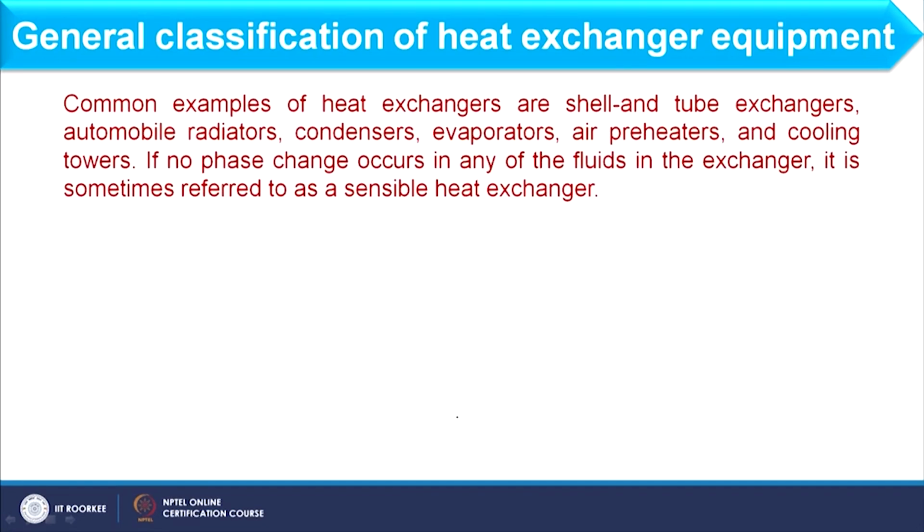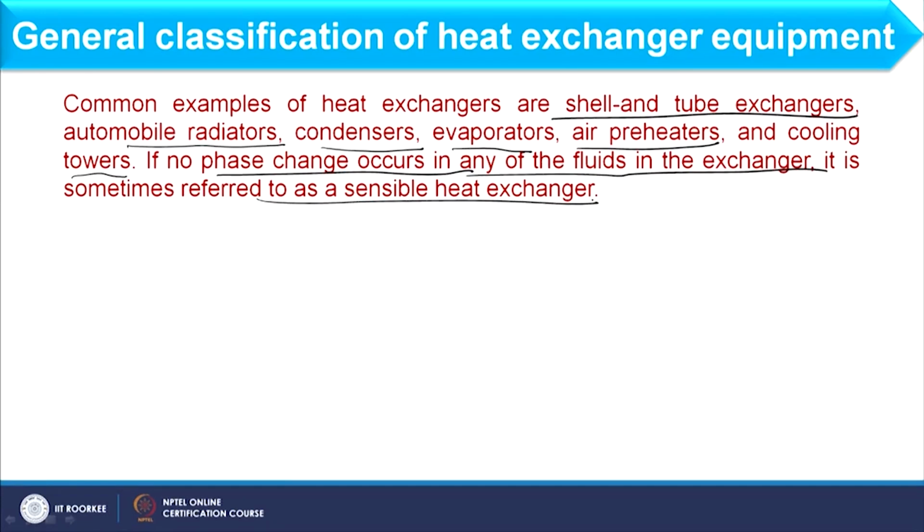Before going into the detailed classification of heat exchangers, we will see some common examples. The most common example is the shell and tube heat exchanger, and others are the automobile radiator, condensers, evaporators, air preheaters and cooling towers. All these are important or common heat exchangers. You can understand that if no phase change occurs in any of the fluids in an exchanger, it is sometimes referred to as a sensible heat exchanger.